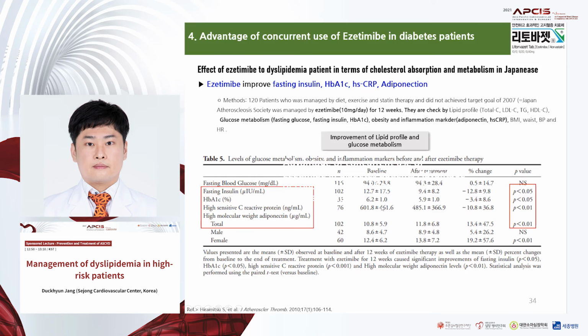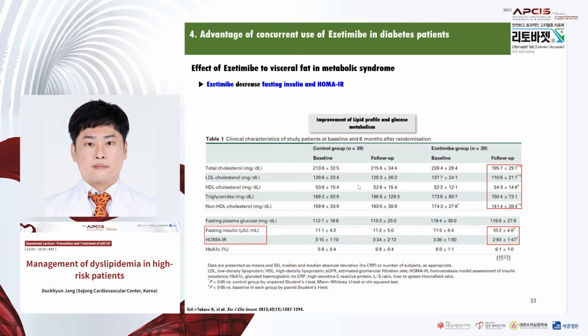It showed that after treatment with ezetimibe, fasting insulin was decreased 12%, hemoglobin A1C 30.4%, and hsCRP was decreased by 10.8%, and high molecular weight adiponectin was increased 13.4%. This study was on the effect of ezetimibe on visceral fat in metabolic syndrome.